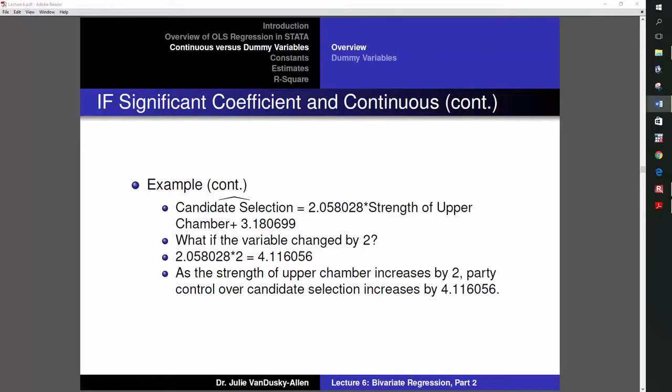And what if we wanted to know by how much the dependent variable changed when the independent variable changed by 2? We can multiply the b hat times 2. 2 times 2.058028 is 4.116056. We can say as the strength of the upper chamber increases by 2, party control over candidate selection increases by 4.116056.